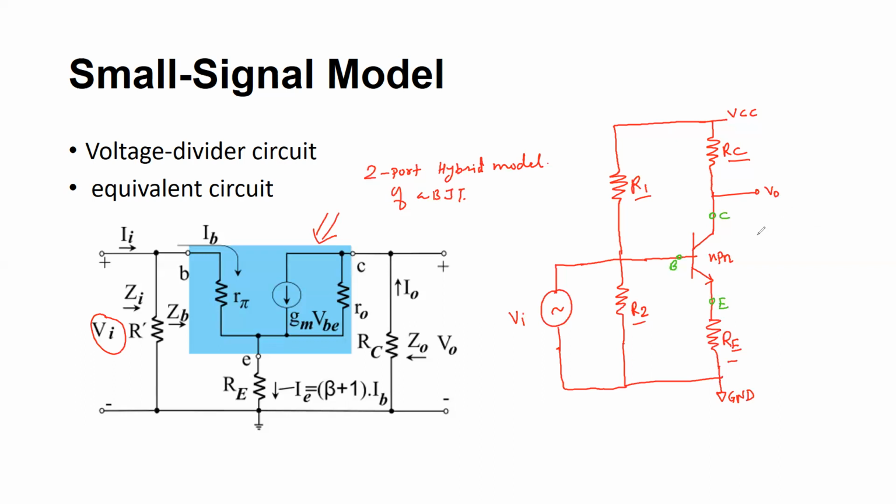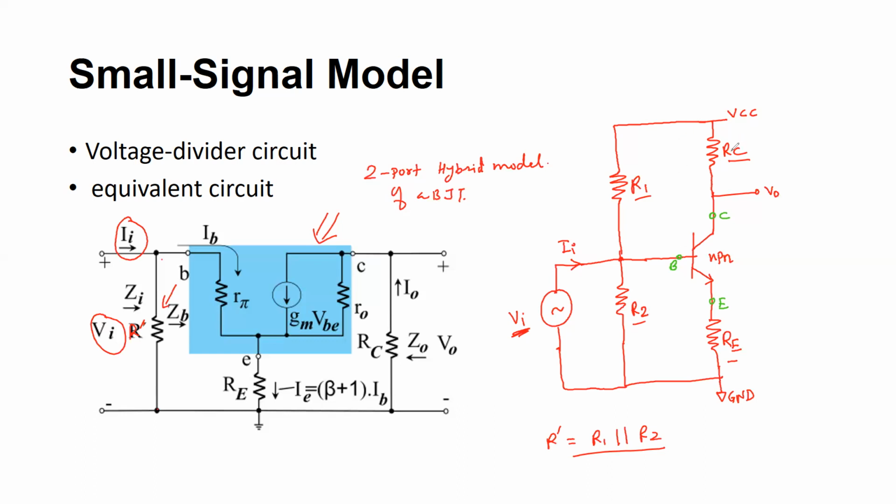So what I'm doing here is that when I apply the VI, I have the input current II, which is flowing into the circuit. Now this R dash is modeled as a parallel combination of R1 and R2, and that is what I have shown here. This is the resistance between the base and the ground. From the base and the ground, I can model this resistance, the equivalent circuit.